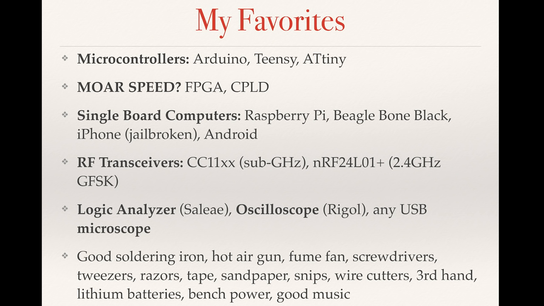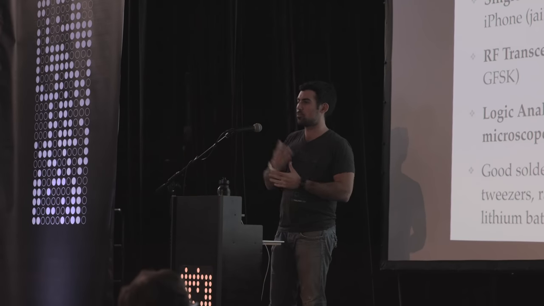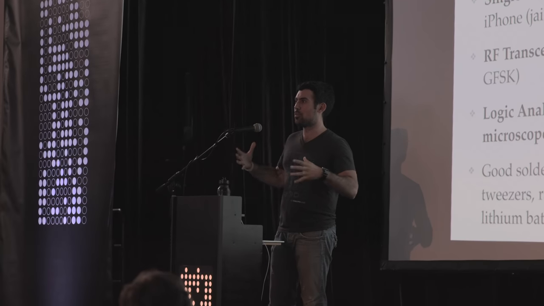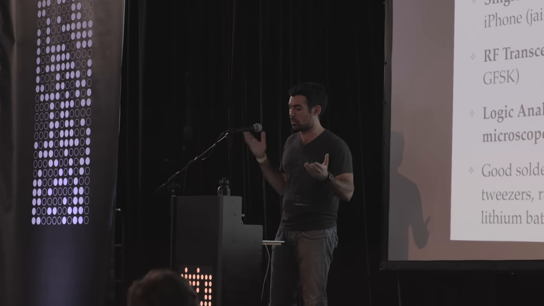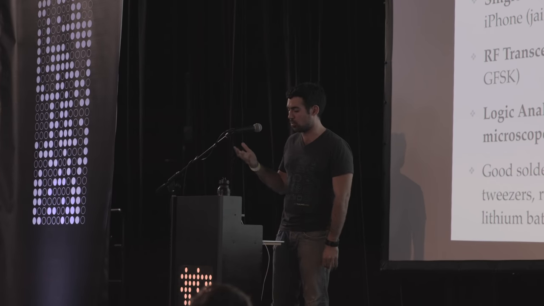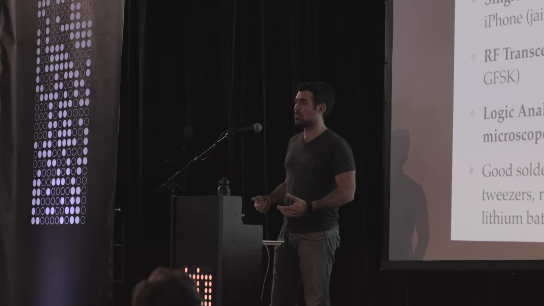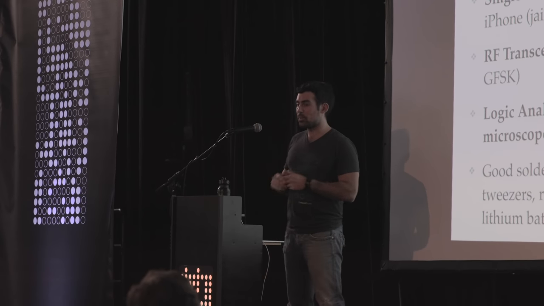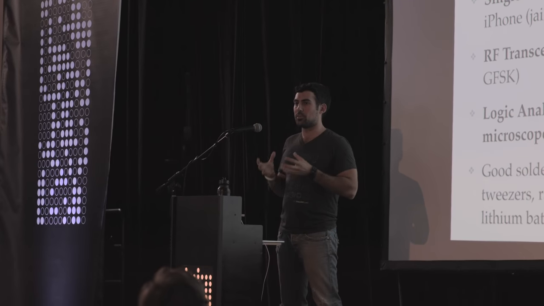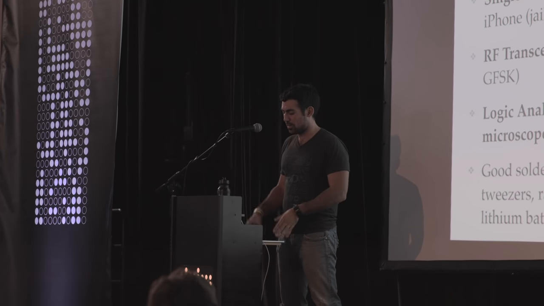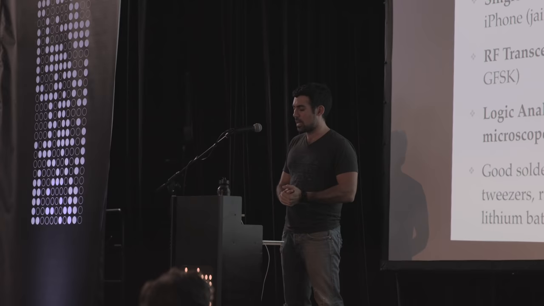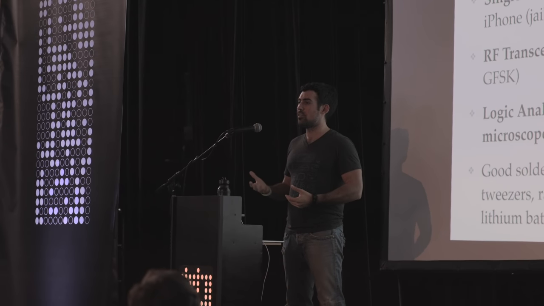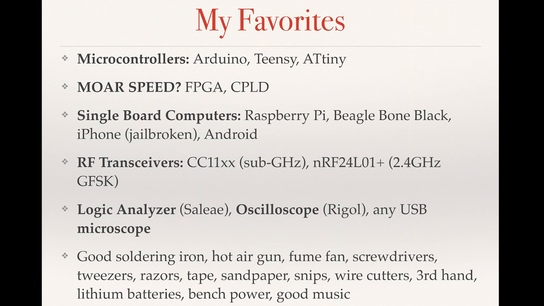If you need more speed, if you're trying to do a man-in-the-middle attack on a drone that's frequency hopping very quickly, you can use an FPGA or a CPLD, like CoolRunner. These things are inexpensive. eBay. You can get so much cool stuff. When I'm working on something that requires a computer, I don't want to bring my laptop, so anything, Raspberry Pi, BeagleBone Black. If you can put it on your iPhone, jailbreak your iPhone. You can do so much cool stuff on it.